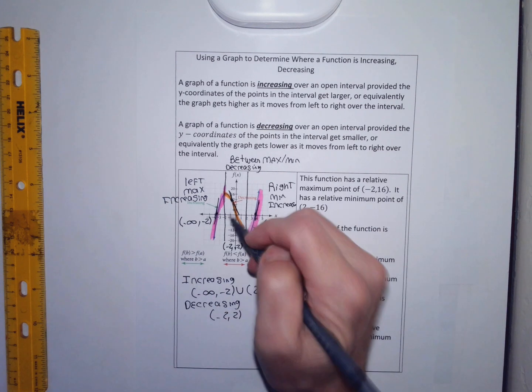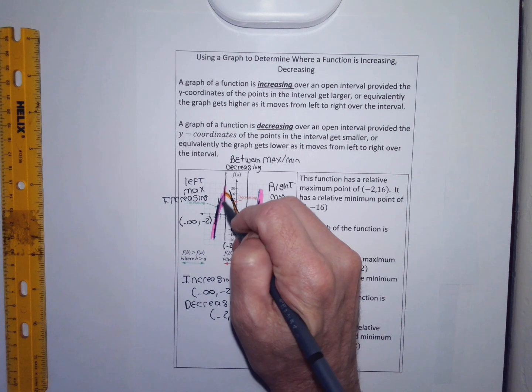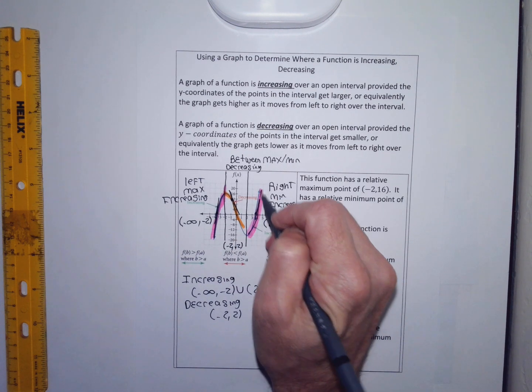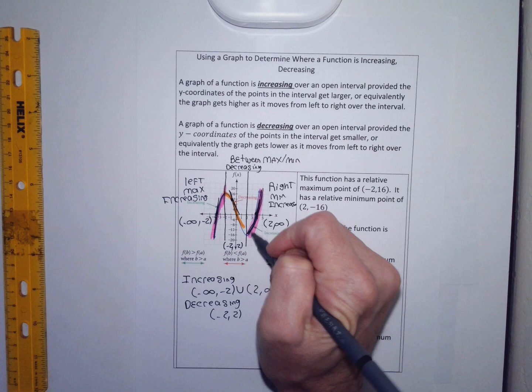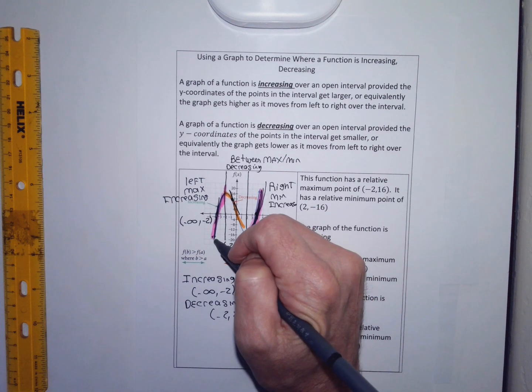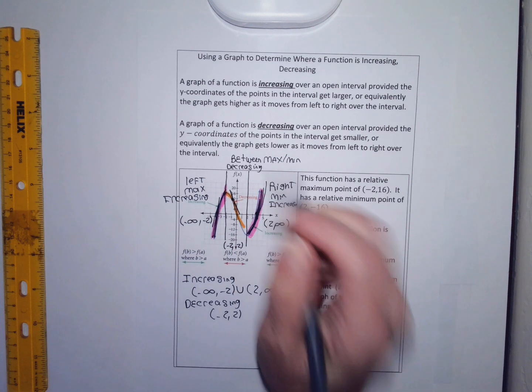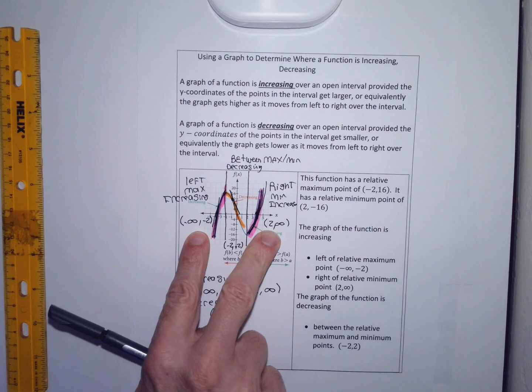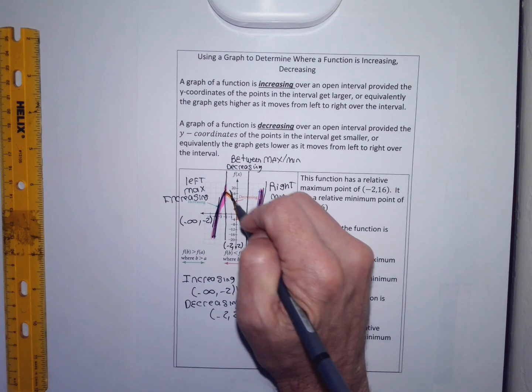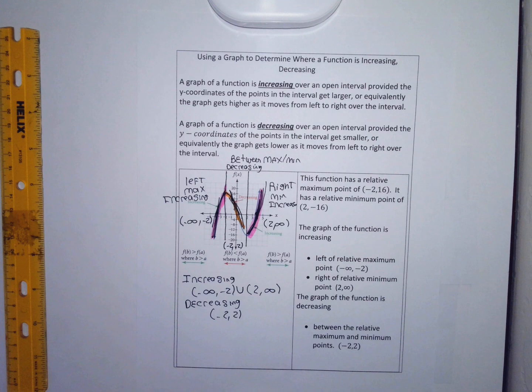By inspection, if my marker is getting higher as I'm drawing the region, the graph is in an increasing interval. So in this region, my marker is moving away from me. In this region, my marker is moving away from me. Those are both increasing intervals. As I'm drawing this, my marker is getting closer to me. That's a decreasing interval.